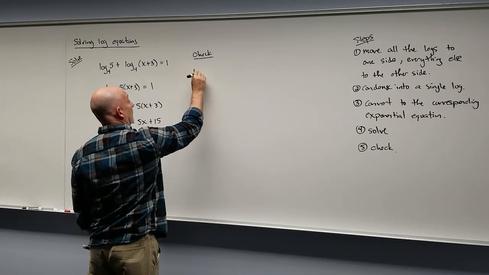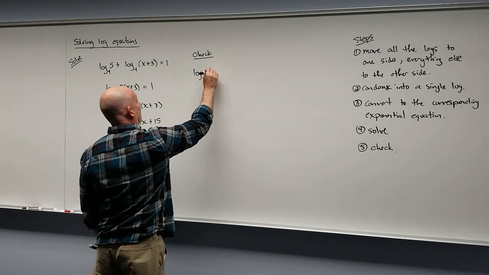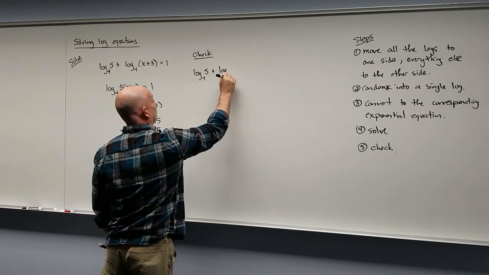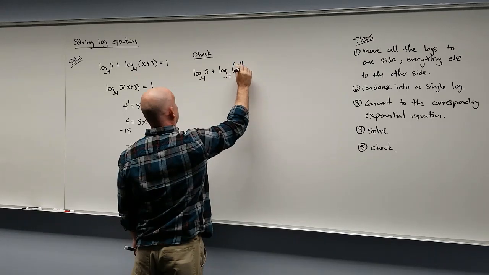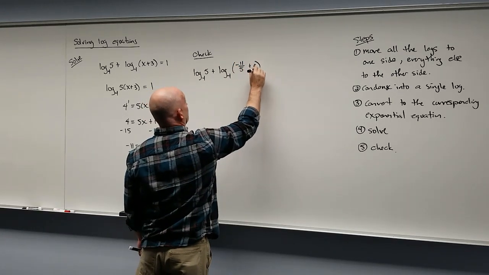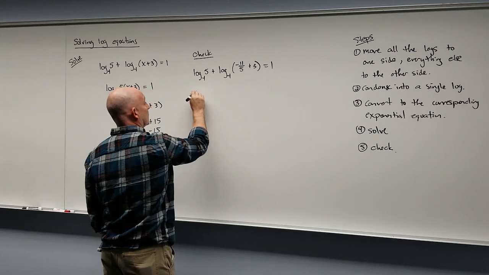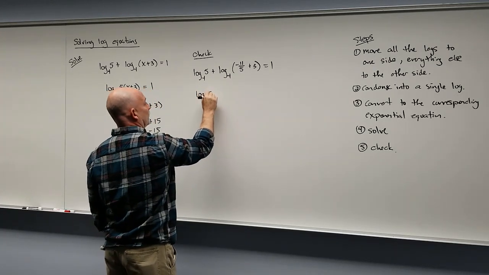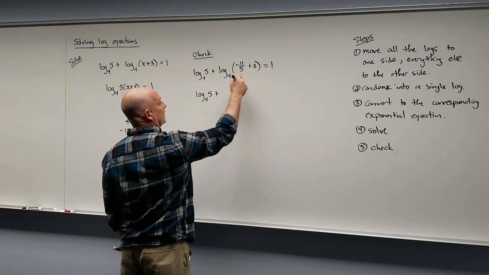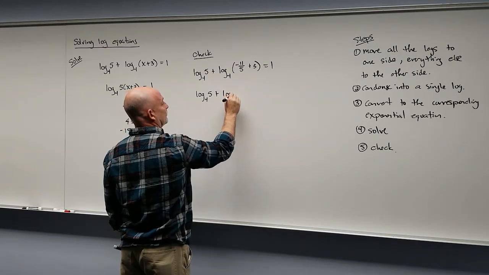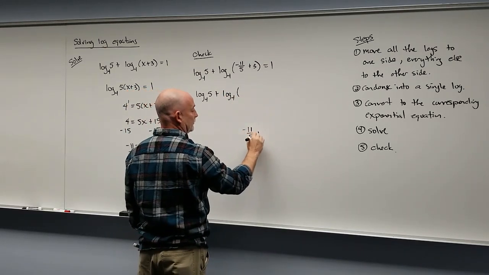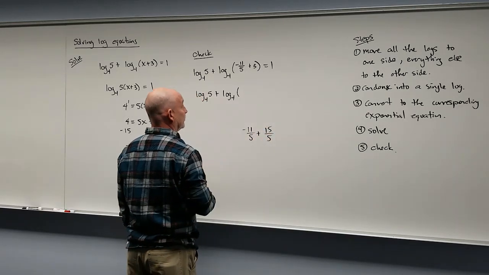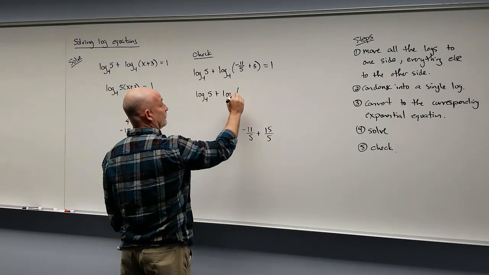So we got log base 4 of 5 plus log base 4 of negative 11 fifths plus 3 is equal to 1. So that's log base 4 of 5 plus, that's 15 fifths. That's log base 4 of, this is negative 11 fifths plus 15 fifths, which would be 4 fifths.